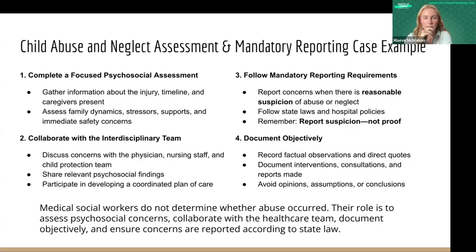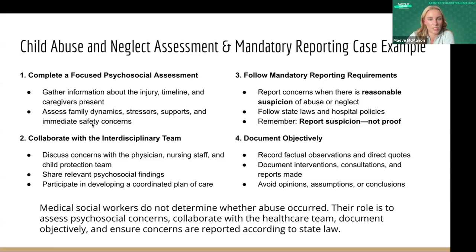So, again, one more time. Medical social workers do not determine whether abuse occurred. Our role is to assess psychosocial concerns, collaborate with the healthcare team, document objectively, and ensure concerns are reported according to your state law.